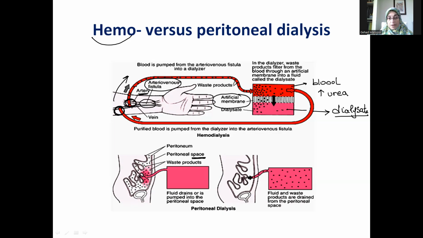And what happens is that we have the machine that contains the fluid, and the fluid is connected to the abdominal cavity, and in a certain way, the fluid is pumped into the peritoneal cavity. The dialysate fluid is pumped into the peritoneal cavity, and instead of diffusion occurring through a partially permeable membrane, as in hemodialysis here, it will occur across the peritoneal membrane.